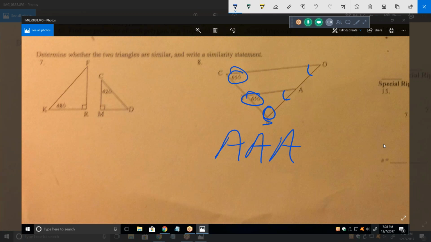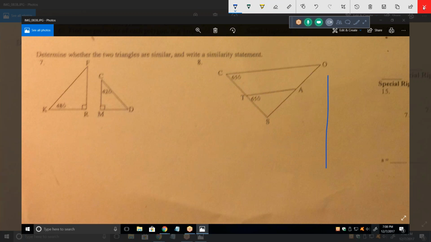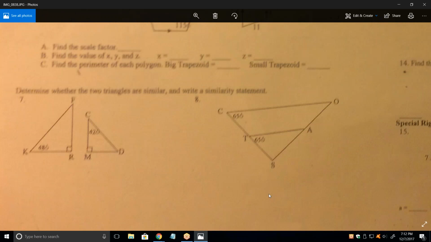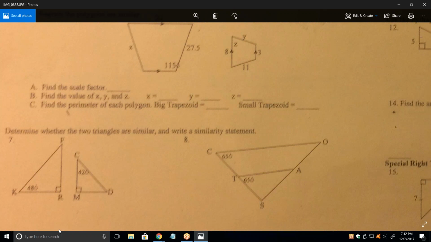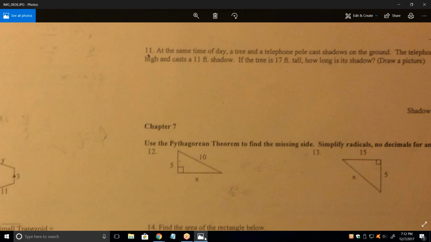And I'm not quite sure what he's looking for when he says write a similarity statement. I presume he's saying based on what are you calling them similar? And in both cases, it's angle, angle, angle. All right. Okay, let's go up and pick up the ones on the right, starting with 9.